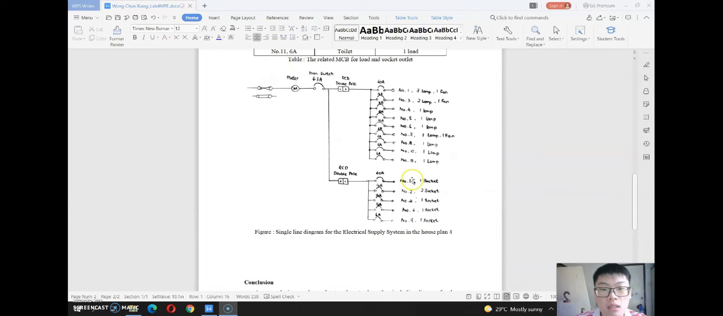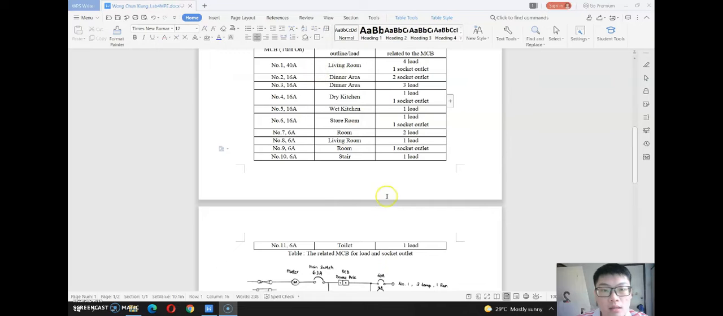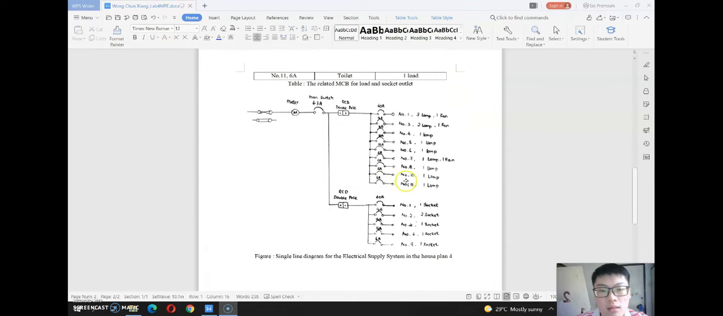Next, this is the single line diagram for the electrical supply system in the house plan. I will follow this table and draw this single line diagram. It is the same as the previous tables, and it has a meter and a main switch. The main switch is 63 amperes. After that, you have an RCD double pole, and it is classified into two. One is the socket and one is the load, the same as the previous. That's all from me. Thank you.